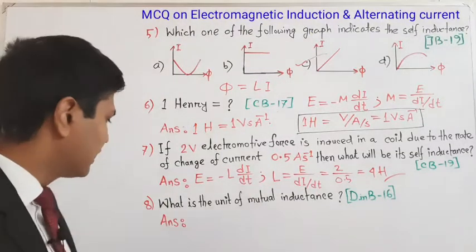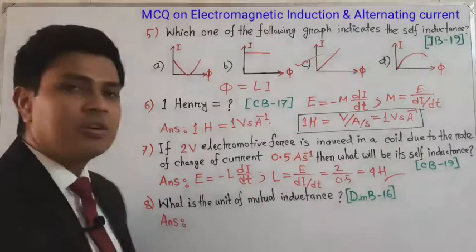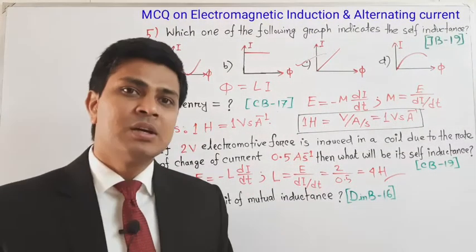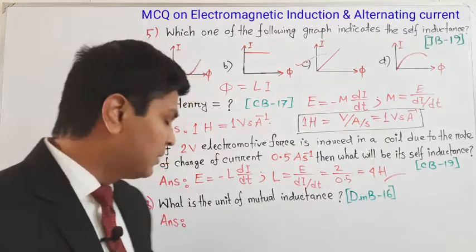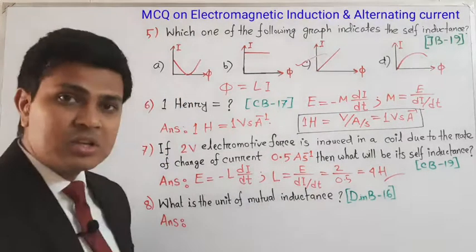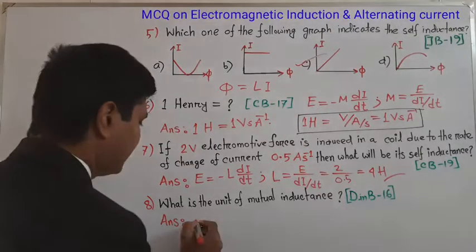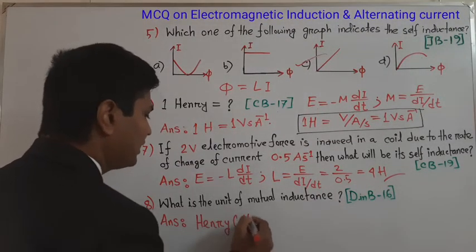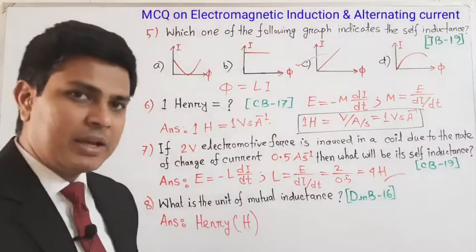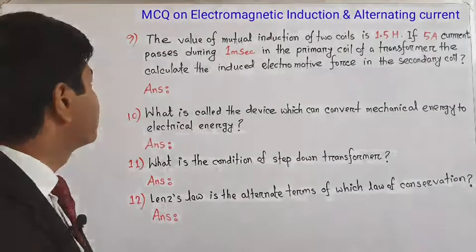Hope you have understood. Next question, what is the unit of mutual induction? This is similar to self-induction. The unit of self-induction and mutual induction is the same, and the unit of mutual induction is Henry. So our answer is Henry, but in short you can write the capital letter H. Next question, question number 9.